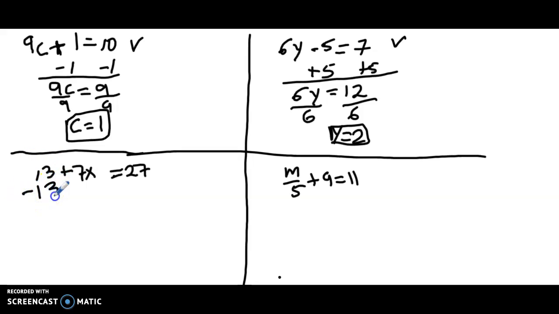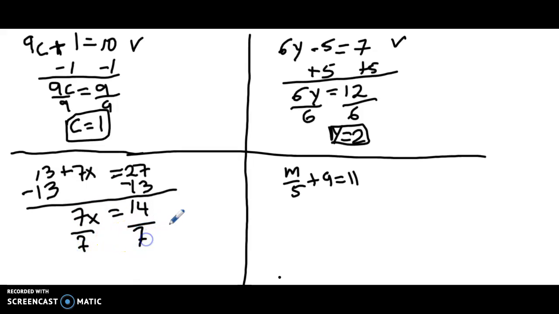So I'm going to subtract because the inverse of addition is subtraction. Both sides of the equal, keep the balance. Cleaning that up gets me to 7x equals 14. Getting rid of the 7 now, which is a factor, so I have to divide both sides by 7. And if I clean that up, I have my answer, x equals 2.